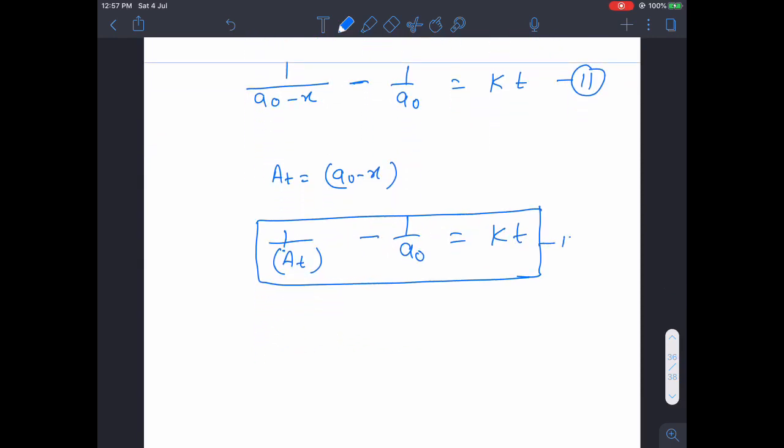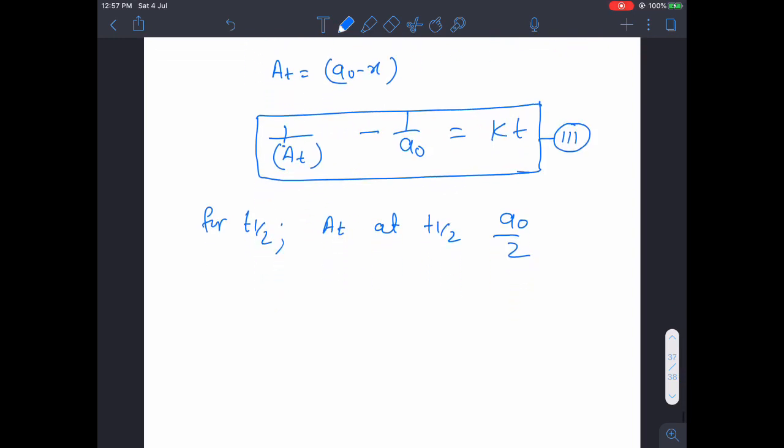Now for the half-life, for t half, you know that concentration of A at general time t, at t half, becomes how much? A0 by 2, initial concentration by 2, means half of the reaction is over. Now what we have to do? Just substitute this value over here, we will get t half. So that means 1 upon A0 by 2 minus 1 upon A0 is equal to k into t.